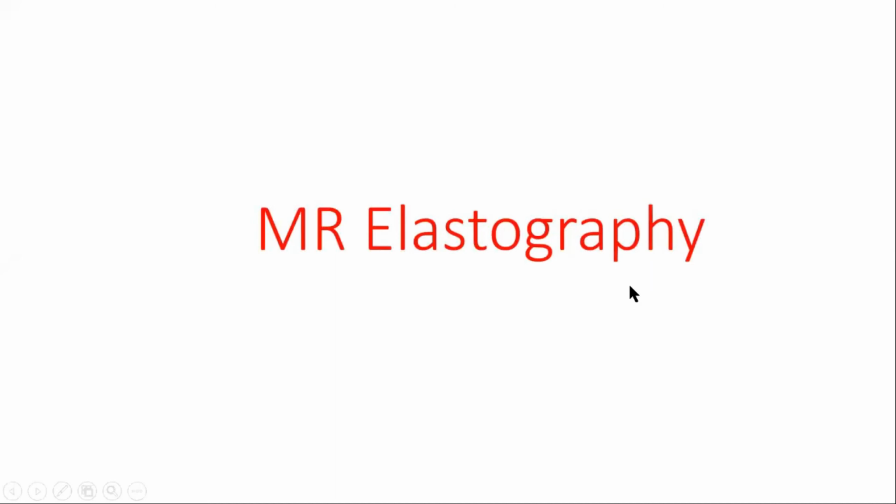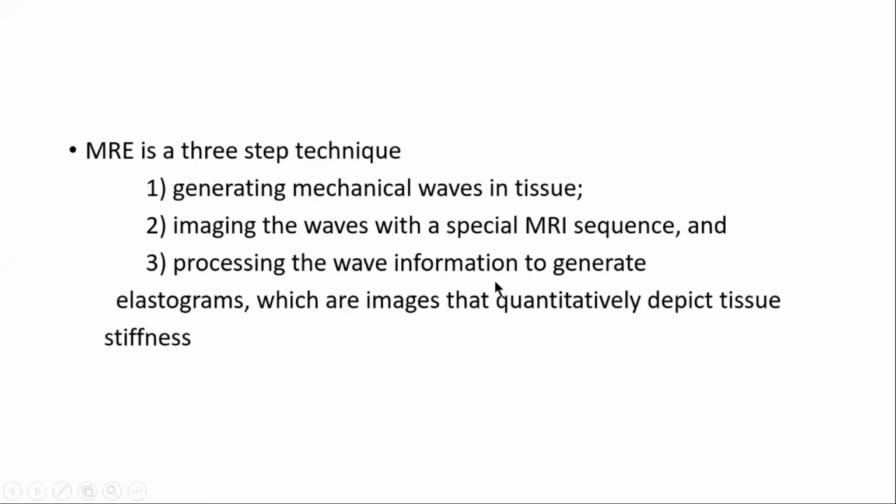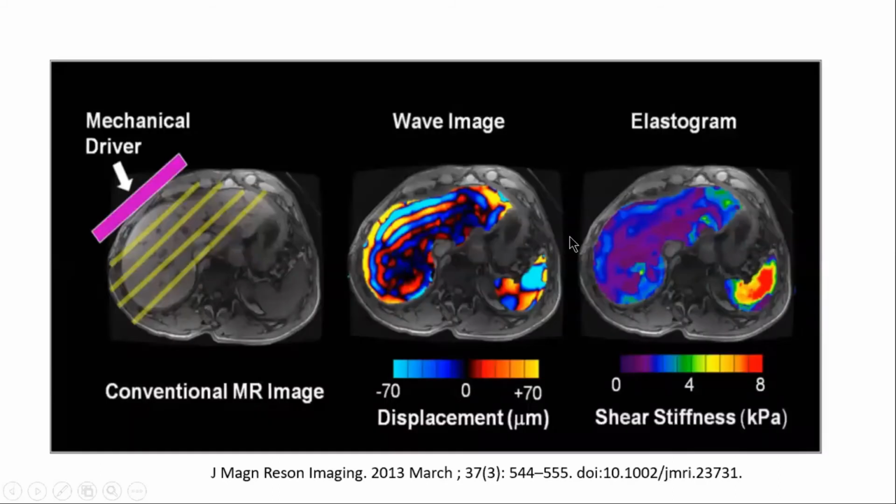Now about magnetic resonance elastography. This has three principles: generating mechanical waves in a tissue, imaging the waves with a special MRI sequence, and processing the wave information to generate elastograms, which are images that quantitatively depict the tissue stiffness.